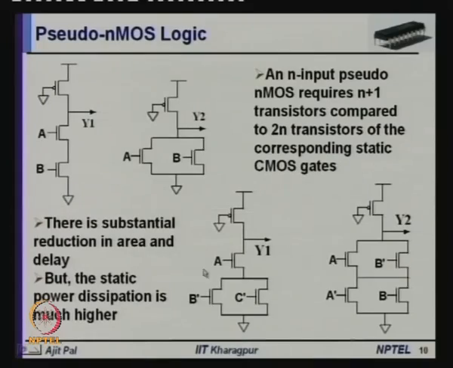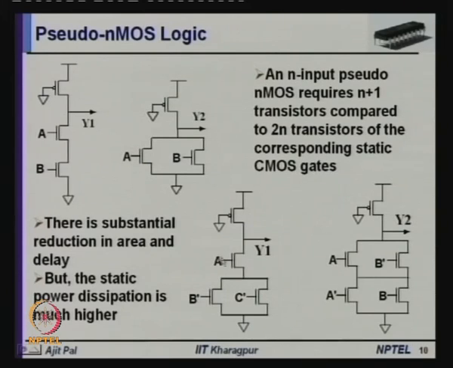So, what is the way out? There is another way of realizing CMOS circuits. I have already discussed that, that is your pseudo-nMOS. Let us have a look at the pseudo-nMOS circuit. Here is the realization of a pseudo-nMOS NAND gate, and here is the realization of a pseudo-nMOS NOR gate, and this is the realization of a pseudo-nMOS XOR gate, and this is the realization of that function that I discussed.